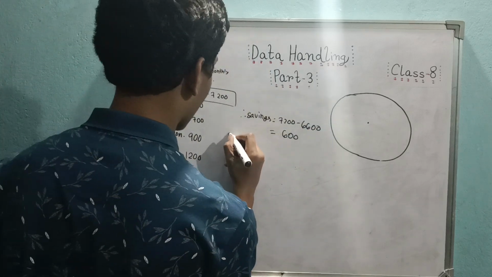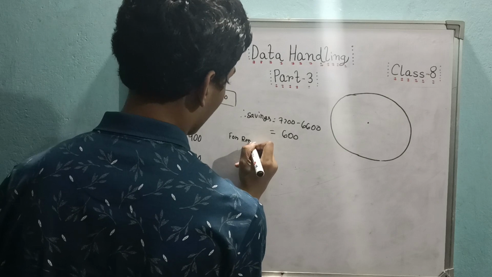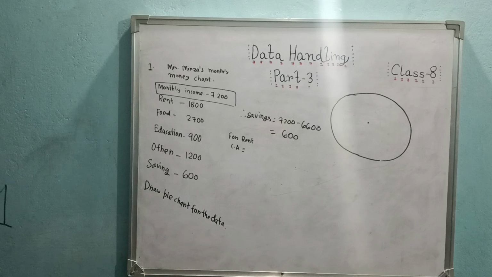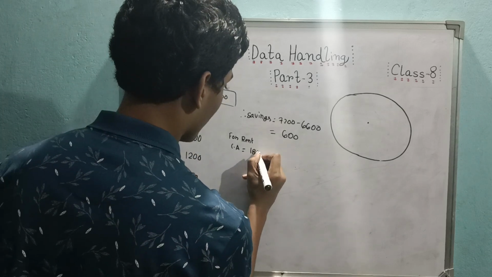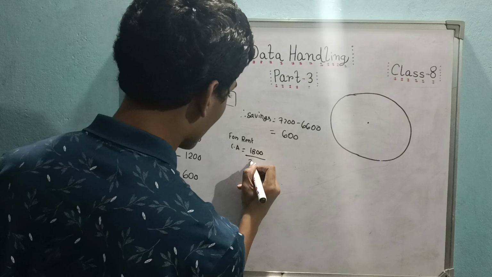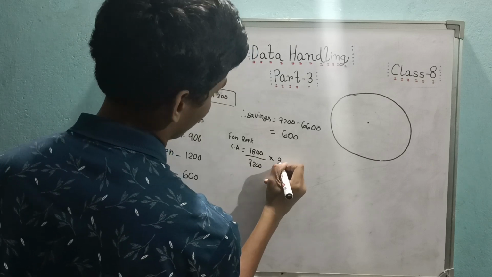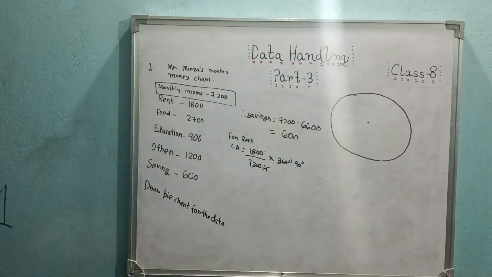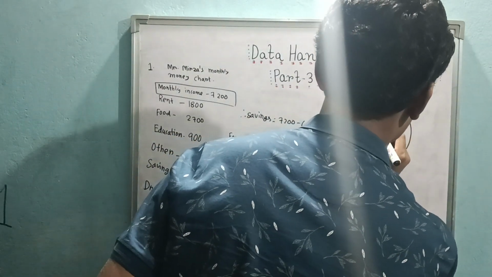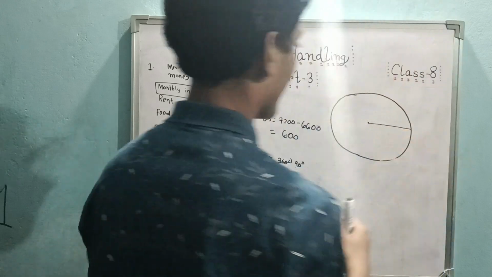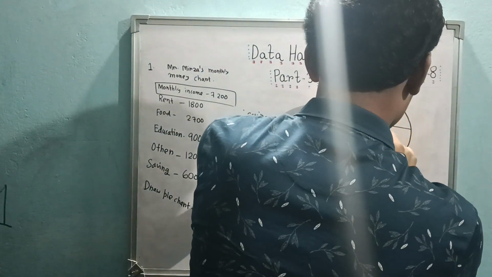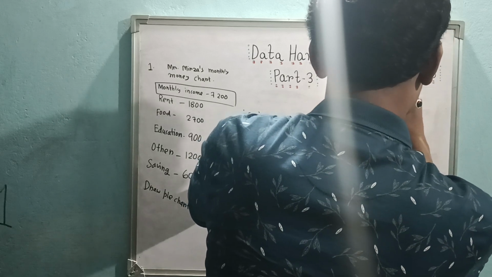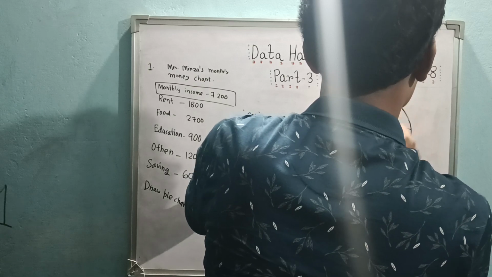So for rent, central angle is what? If you consider this amount spent as frequency, rent's frequency is 1800. Total income is 7200, the total frequency, multiplied by 360 degree. There you go, 90 degree. From this point I told you, draw a straight line first. Then on this line, draw 90 degree.